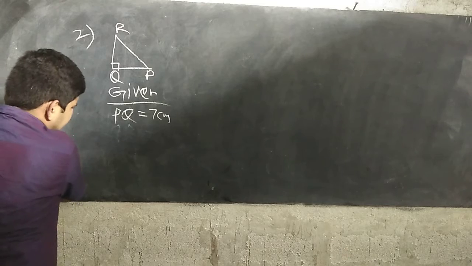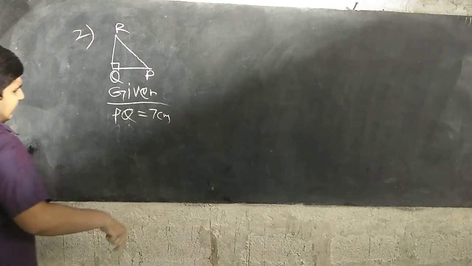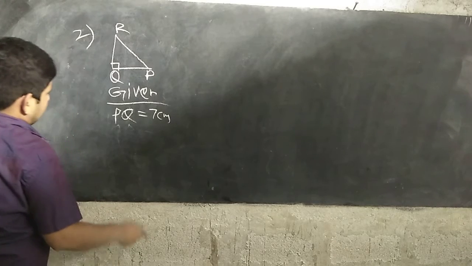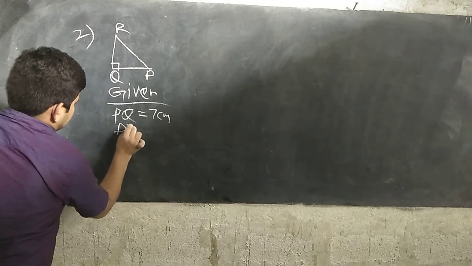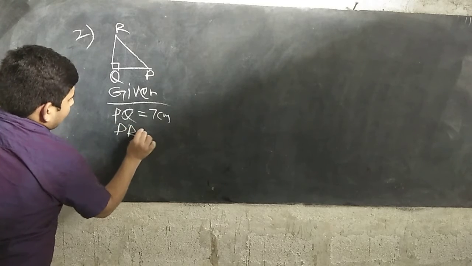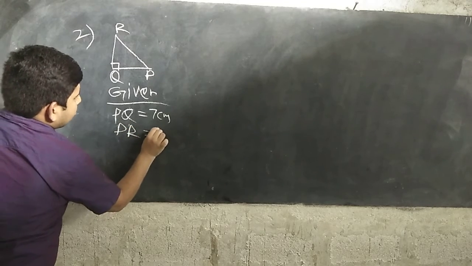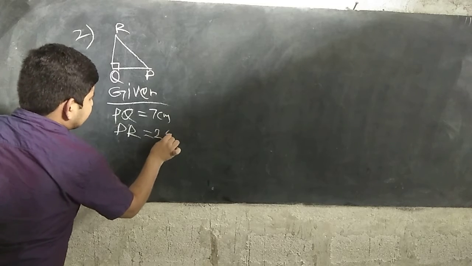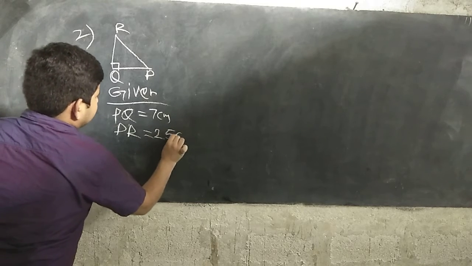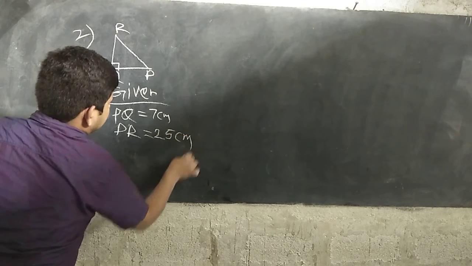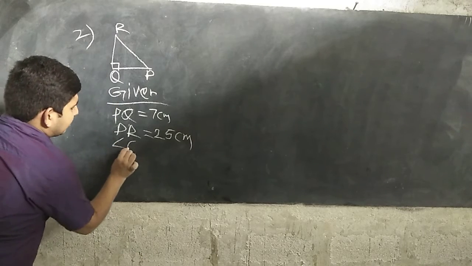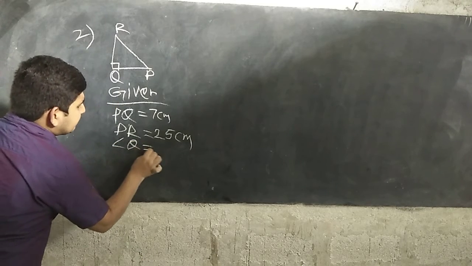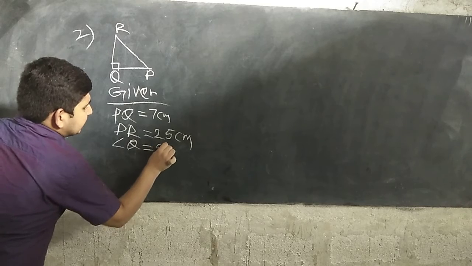PR equal to 25 centimeters. Okay. PR equal to 25 centimeters. Now angle Q equal to 90 degrees. Okay. Angle Q equal to 90 degrees.